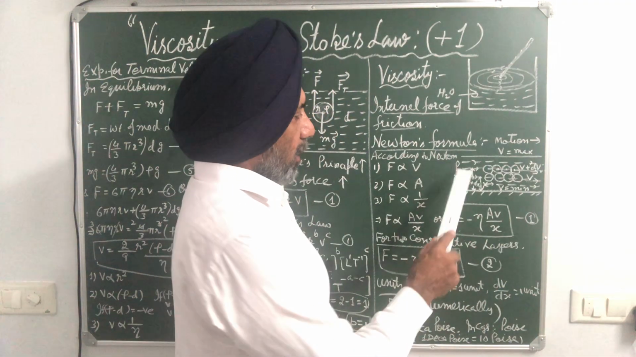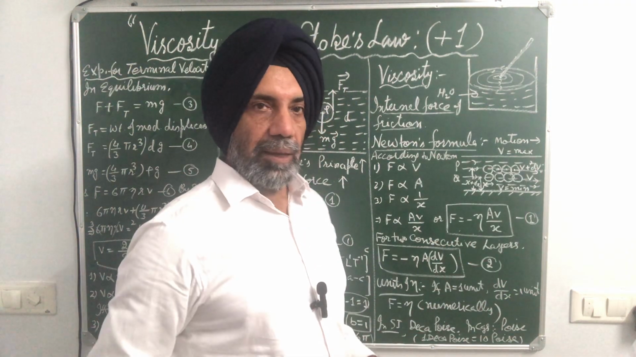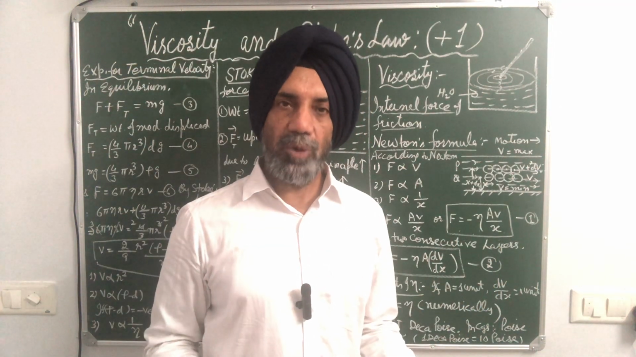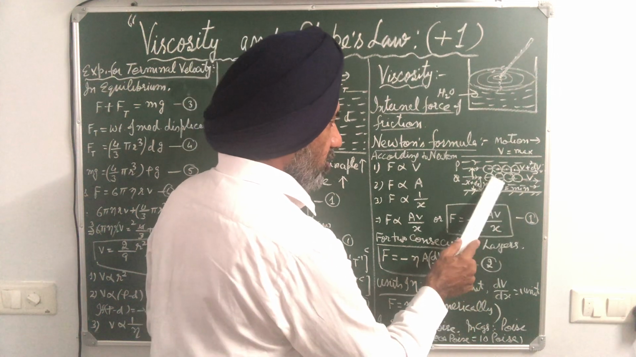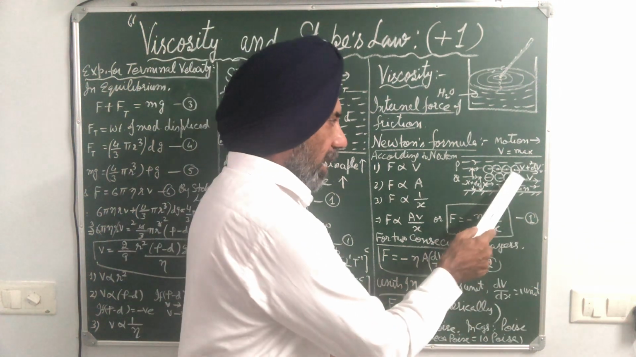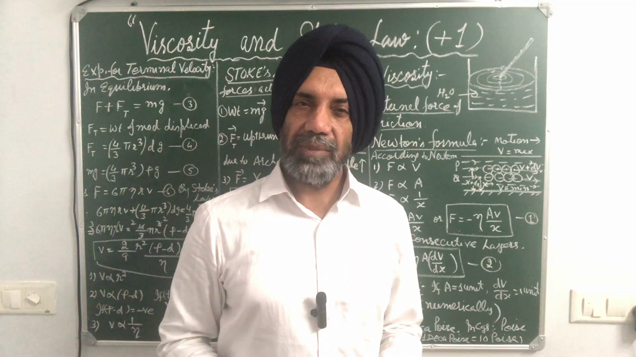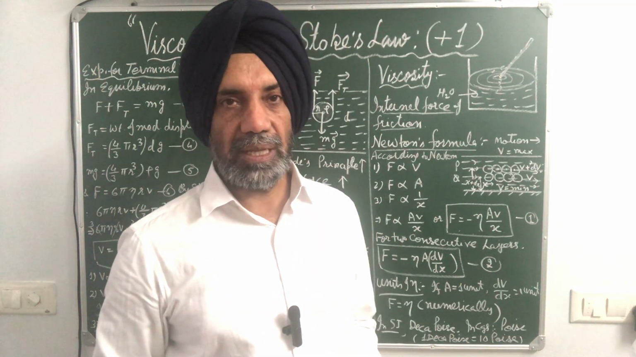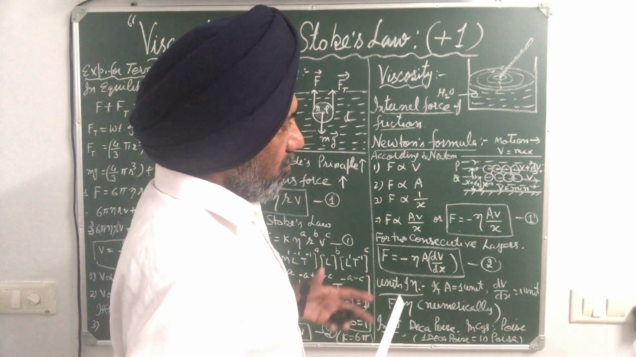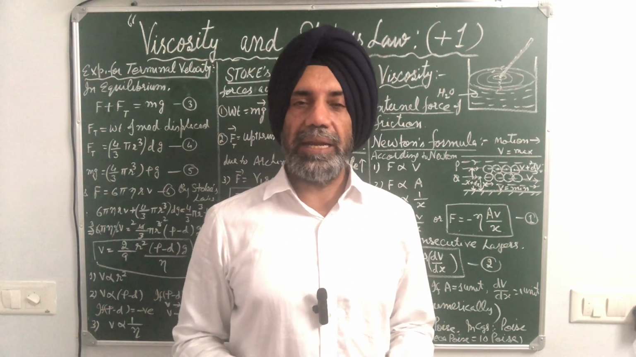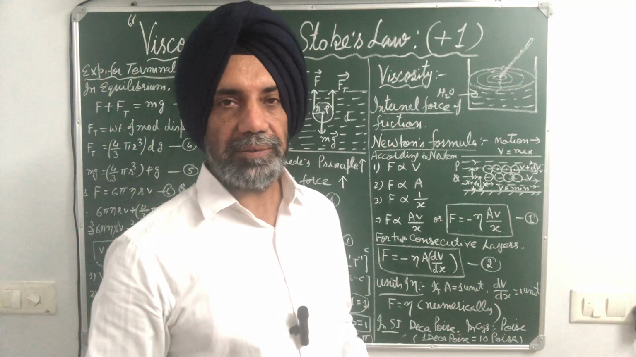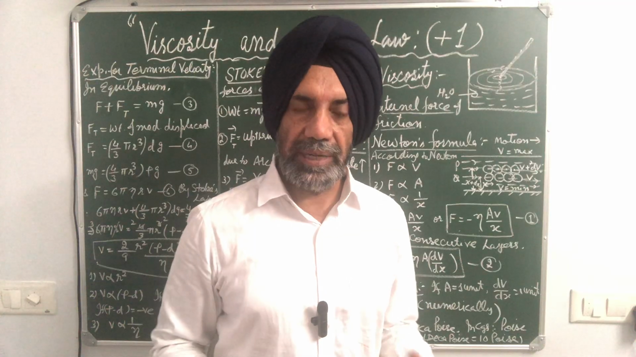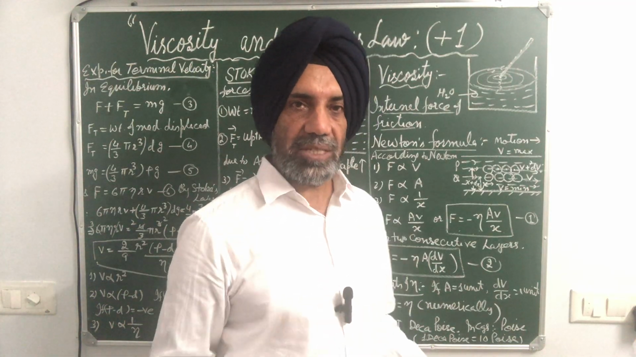Then what will happen? Molecules of layer P will tend to accelerate the molecules of layer Q because their velocity is more, whereas the molecules of layer Q will tend to retard the molecules of layer P. So as a result of this struggle, they will lose their relative motion. So some force is needed to maintain the continued flow of the liquid, and that force is called viscous drag. That force is the measure of the force due to viscosity or viscous drag.